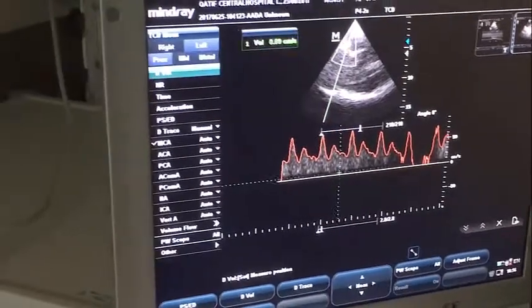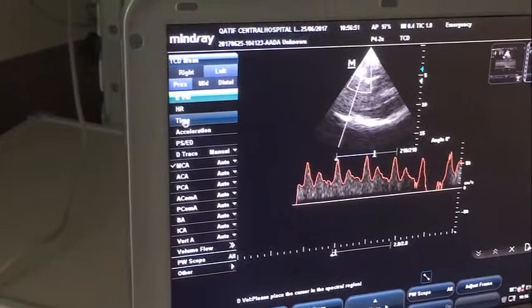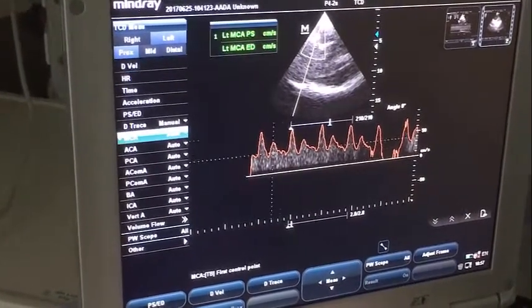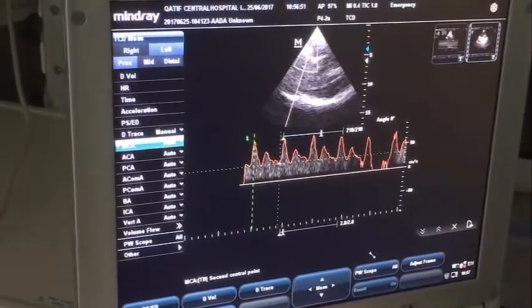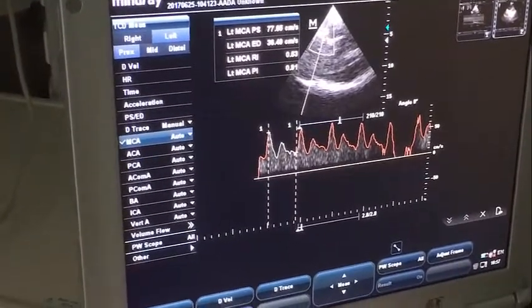Okay. I will measure again because I need several readings and you take the average. Auto, I will put in peak systole and into the diastole. It's 0.95. So the brain for this patient is not affected.